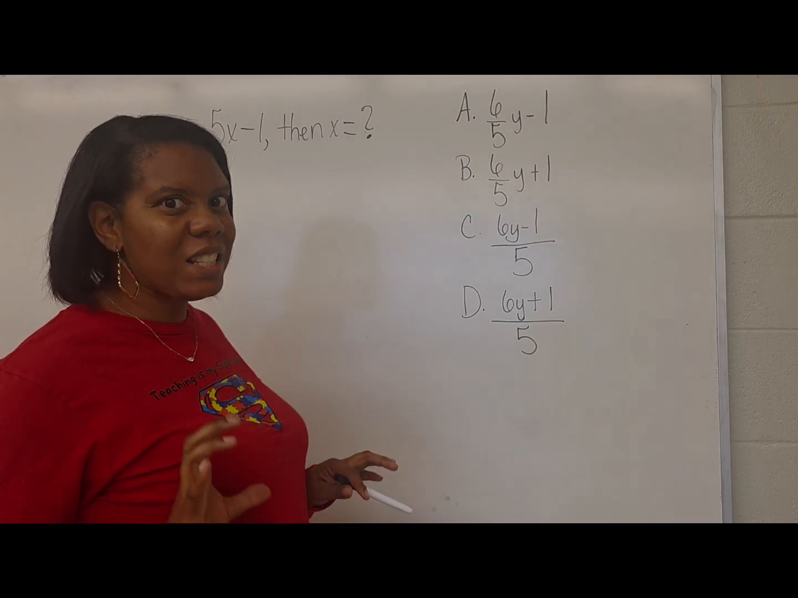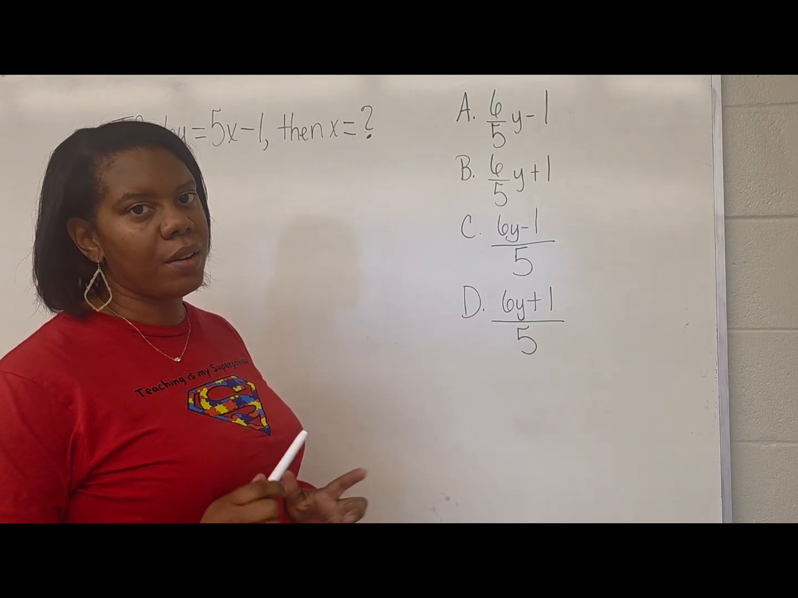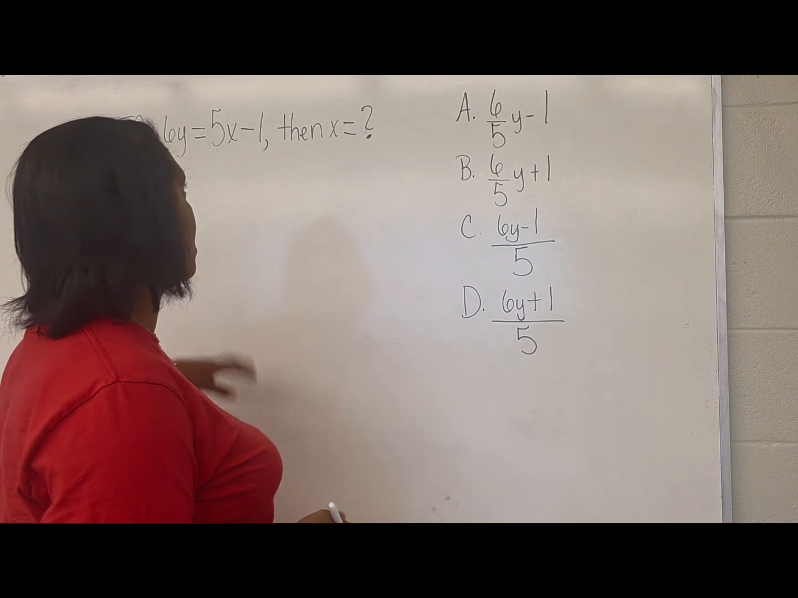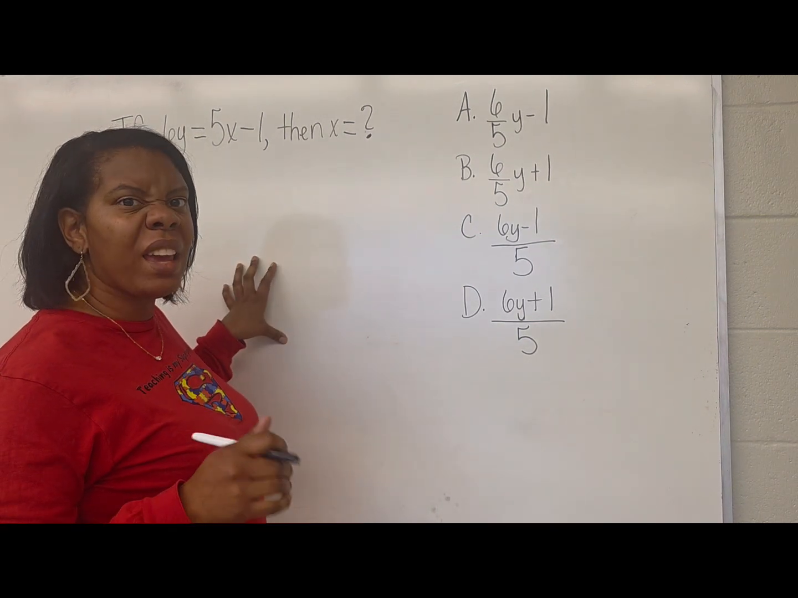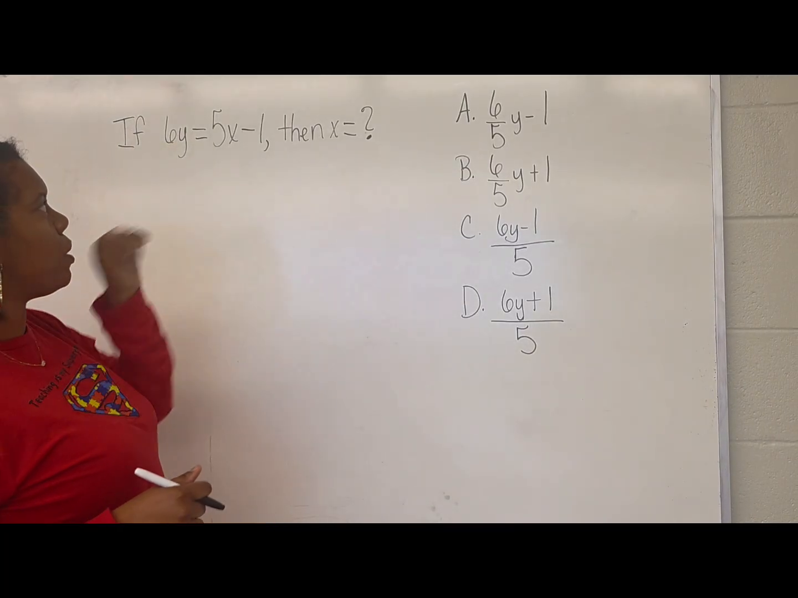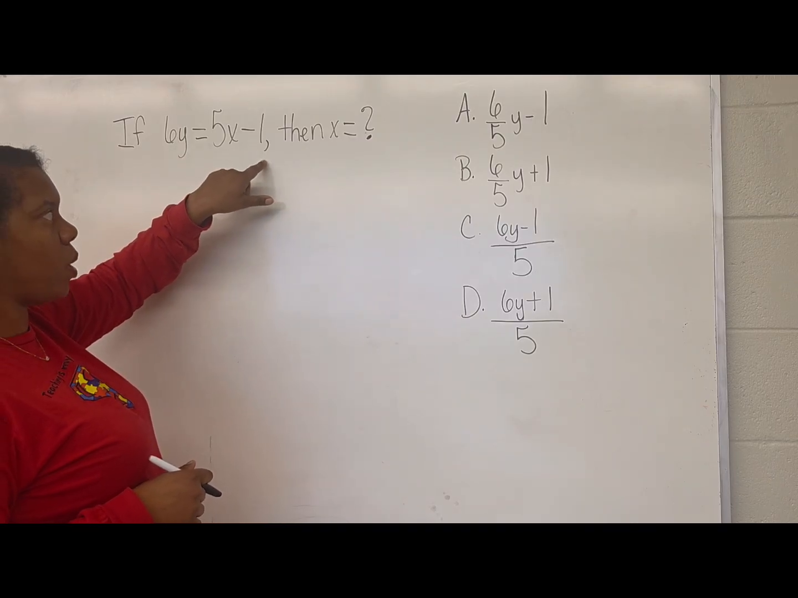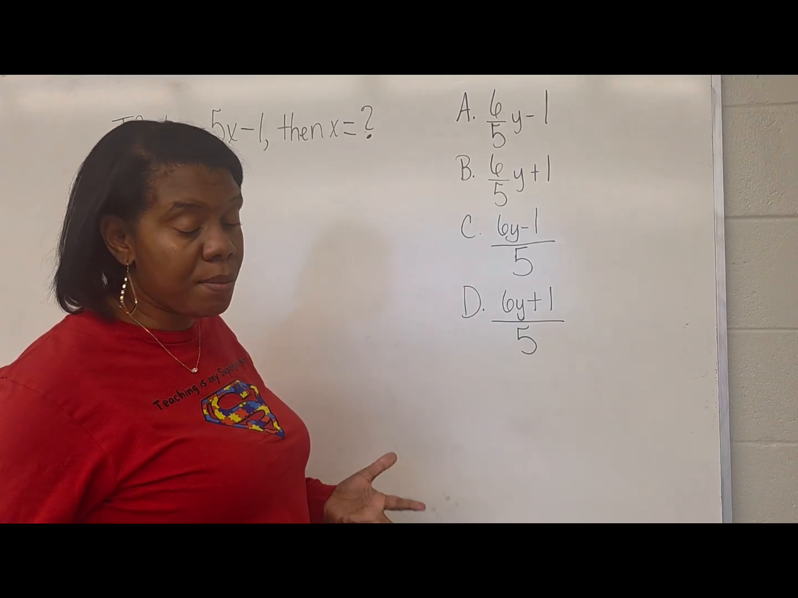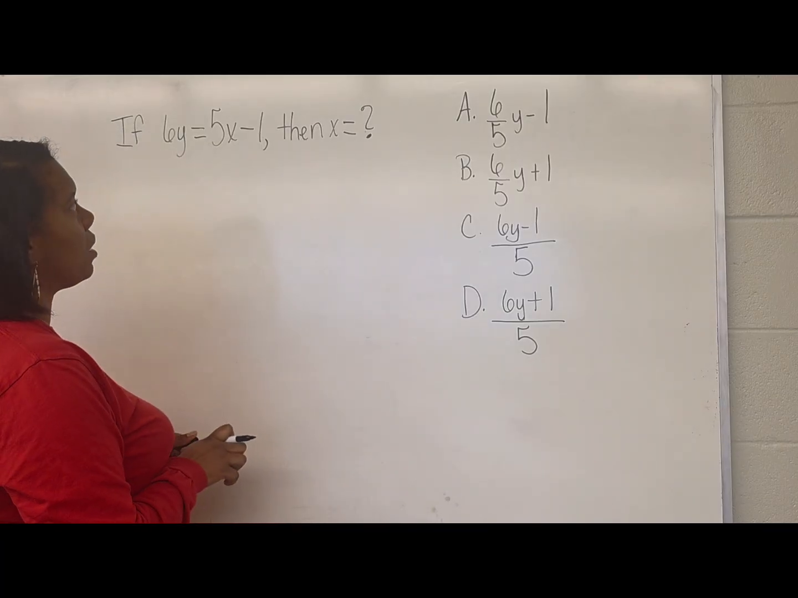Okay, so this is a bonus question. I know we talked about earlier how to solve linear equations with one unknown variable. Now, I'm throwing this in as a bonus. I want to know, can you solve this equation with 2 variables? If 6y equals 5x minus 1, then x equals. So we're looking for x. We're taking the same concept that we used earlier and we're expanding on it. How are we looking for x?